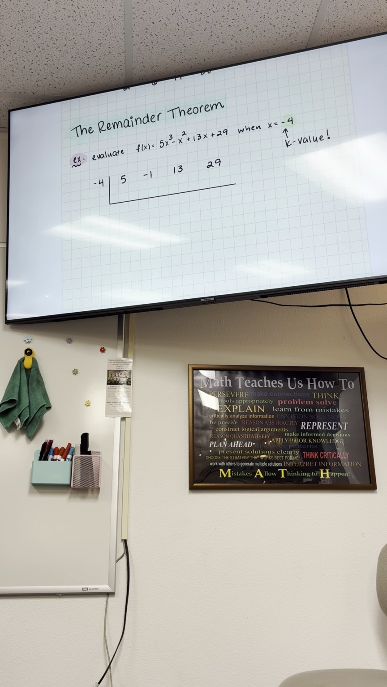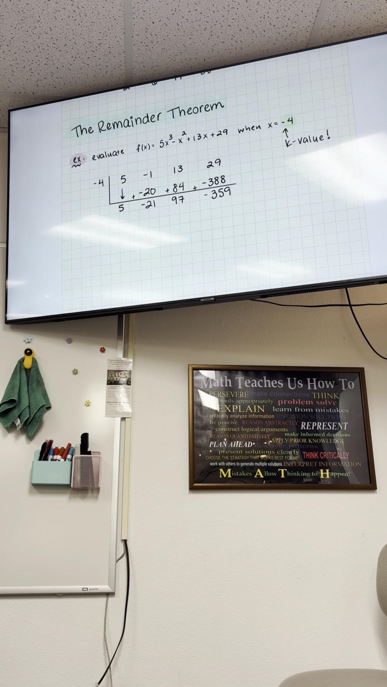So we're going to copy down the 5, the -1, the 13, and the 29. Now we'll perform our synthetic division, and then I'll show you what that tells us in terms of this theorem. Pulling down the 5, -4 times 5 is -20, finding that sum is -21. Then -4 times -21 is a positive 84. We're getting into higher numbers. Adding those together, that's 97. Then, I would anticipate you need your calculator for this, but -4 times 97 is -388.